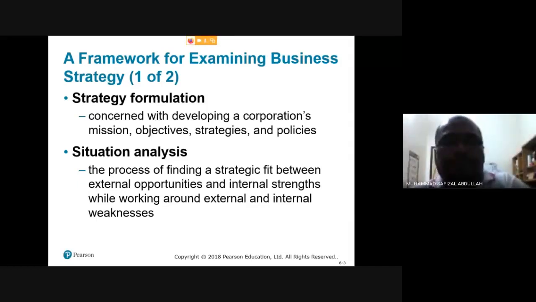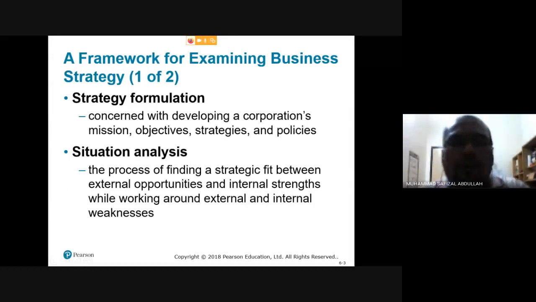Alright. So a framework for examining business strategy. Yeah, this is the start. So first of all, what is a strategy formulation? Basically, strategy formulation is concerned with developing a corporation's mission, objectives, strategies, and policies. Why is that? Why is strategy formulation concerned with developing a corporation's mission, objectives, strategies, and policies?